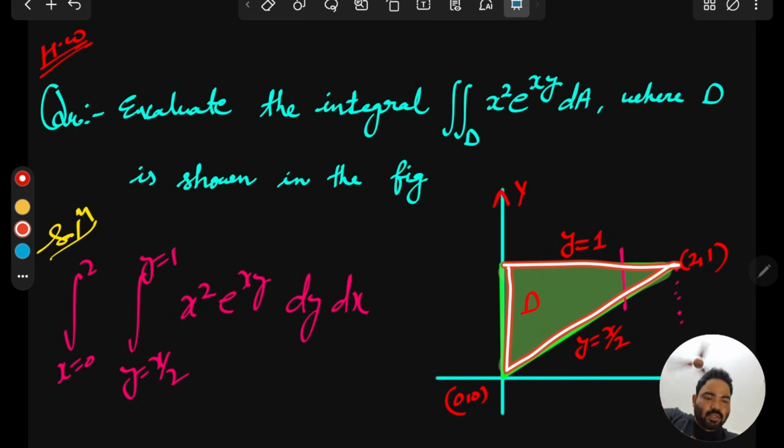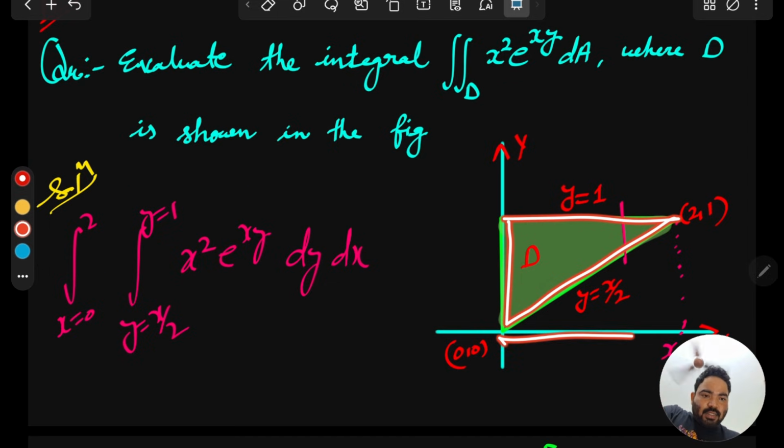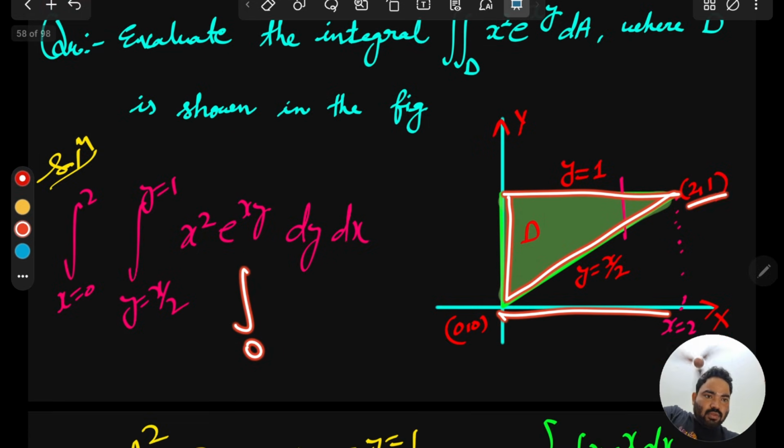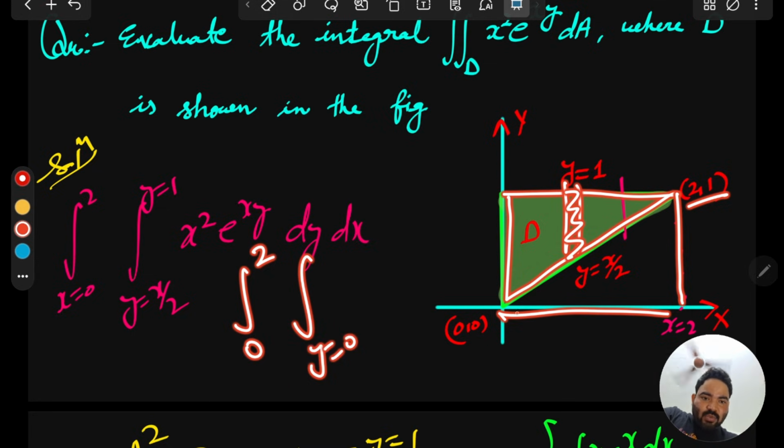And how will you find out the area in this region? There are two ways you can solve. Either you can say x is constant. If you are saying x is constant, then x is moving from 0 to 2, here x is 2. Now how is y moving? If x is constant, then you have to take a vertical strip. If you say y equal to 0, that means y will start here, but your y is not 0, your y is moving along with this line.